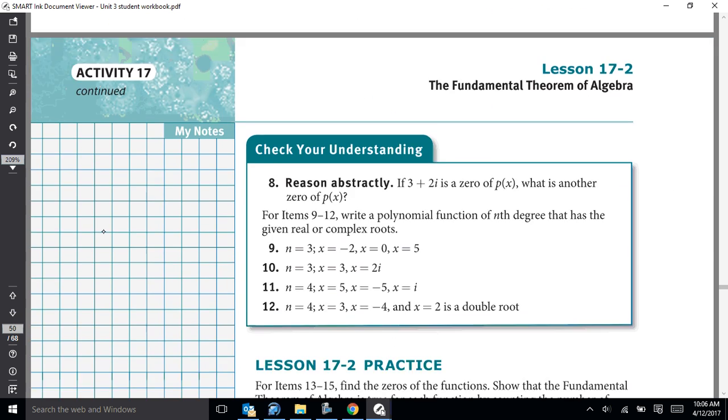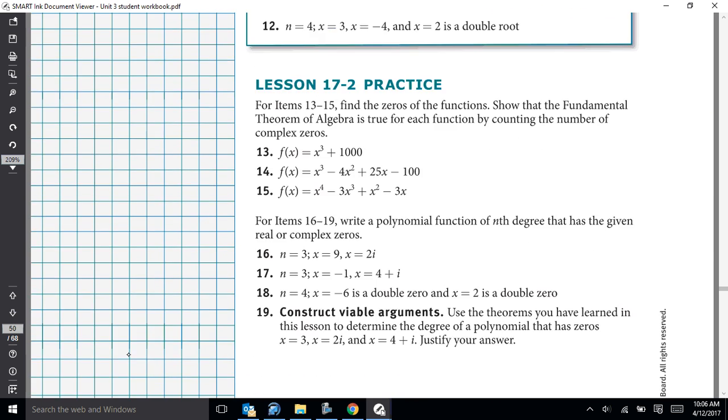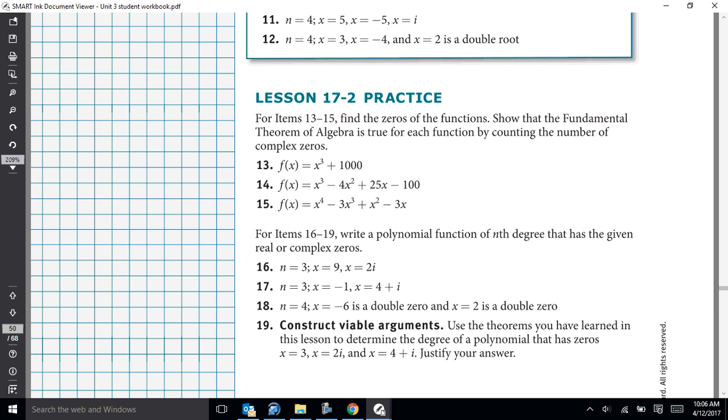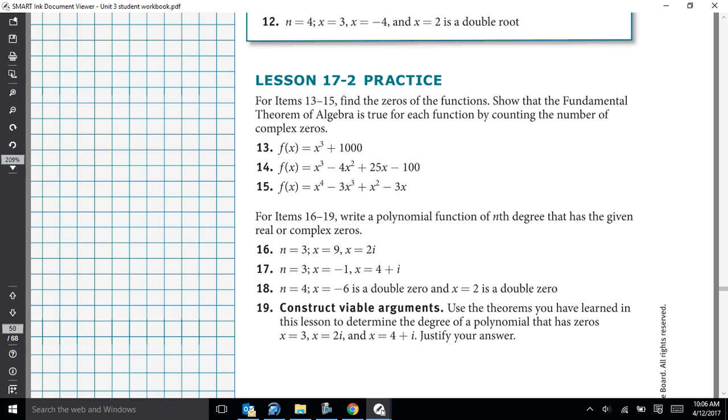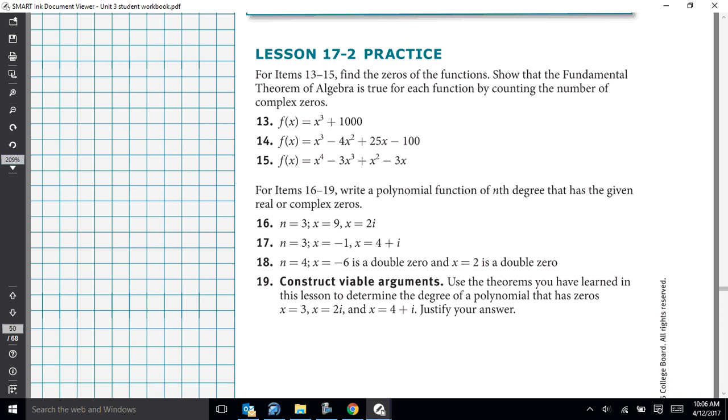All right. So for homework, 13, 14, 15, and then 16 and 17. So 13 through 17.